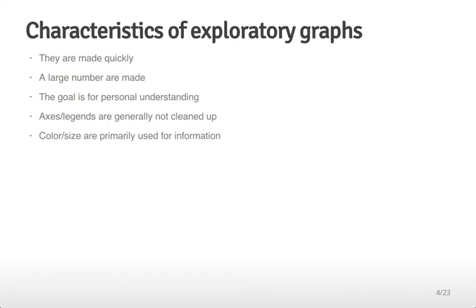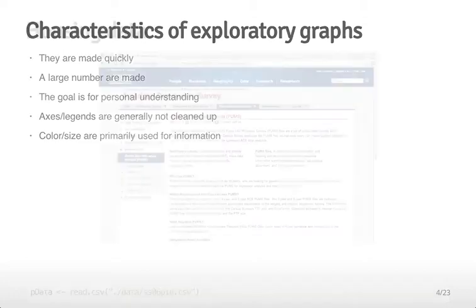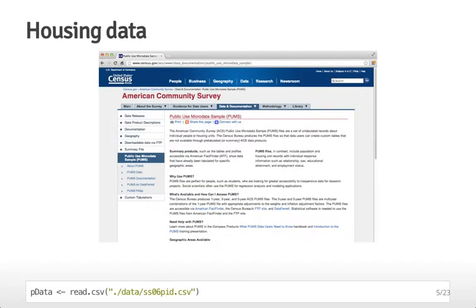So remember that the characteristics of exploratory graphs are primarily that they're made quickly, you make a large number, and that you don't necessarily take time to clean those graphs up. So we're going to go back to the housing data that we've been using as an example. So this is, again, reading in the housing data as a CSV file. If the file ss06pid.csv is in a different directory, you'll need to change the path before reading the data in.